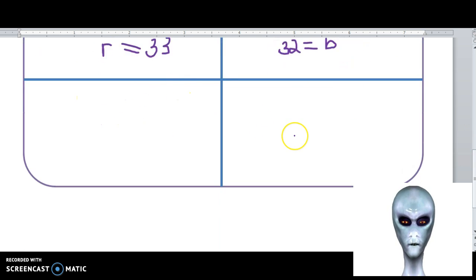All right, in these two blank spots, I want you to come up with your own one-step equation that involves subtraction. And we'll use those examples for class tomorrow.